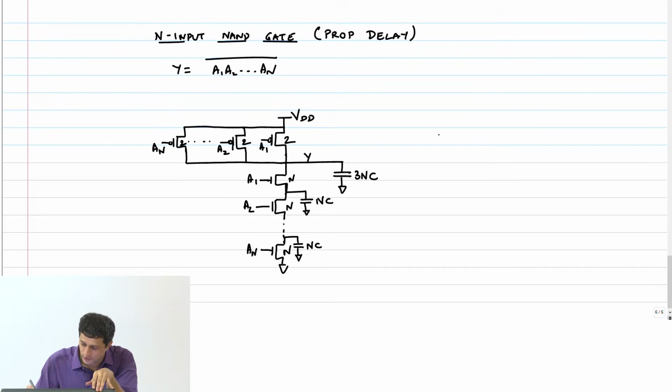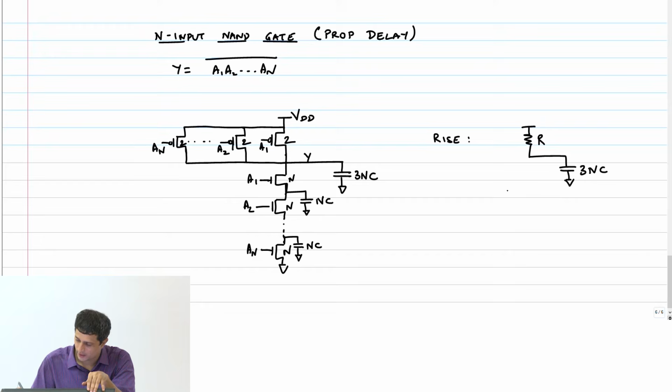Okay, so let's first do the rise propagation delay. Rise is very simple. What is the answer? 3. Let's also draw the equivalent circuit. It's basically a single R with 3NC, right? Therefore, rise delay is 3NRC.